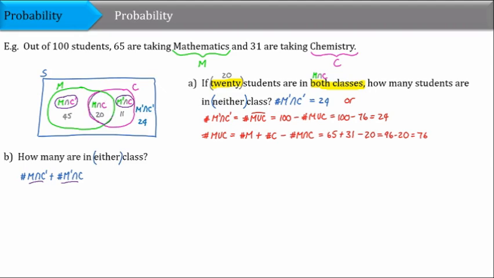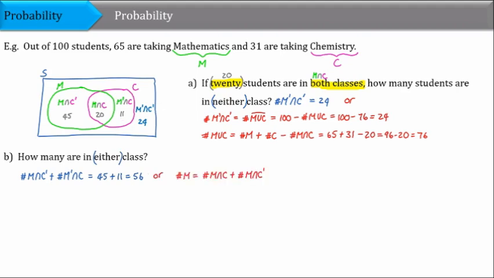If you're sitting in the middle here, it means that you are in both classes, but we don't want that. We want either class. So we just see how many are in these two and we simply add it together. Easy enough, we've already calculated it. It's 45 in the one, 11 in the other, so it's 56 in total.